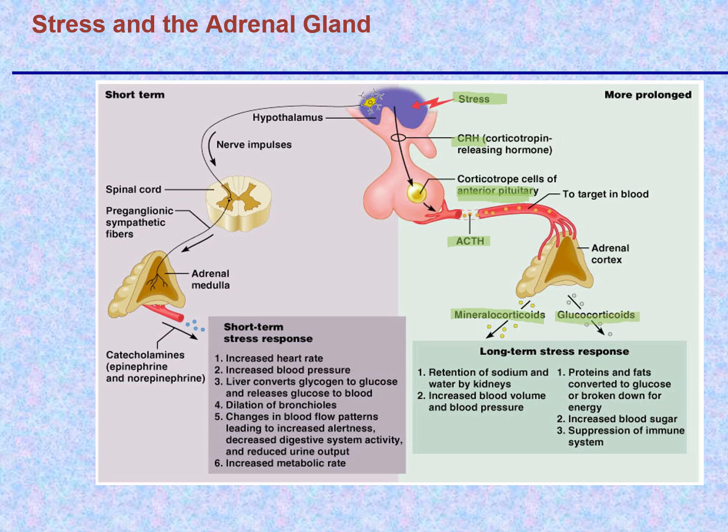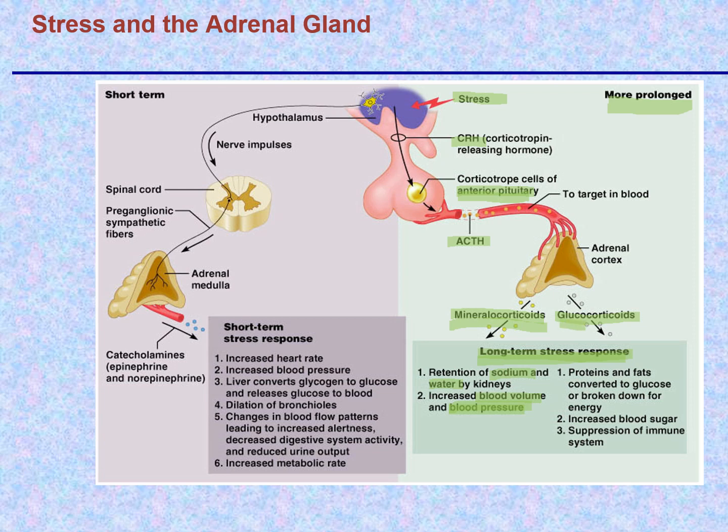And therefore the long-term stress response, this is with prolonged stress. So long-term stress response is retention of more sodium and water by the kidneys due to the aldosterone in the mineralocorticoids, therefore increase in blood volume and blood pressure. So long-term experience of stress can cause an increase in high blood pressure.